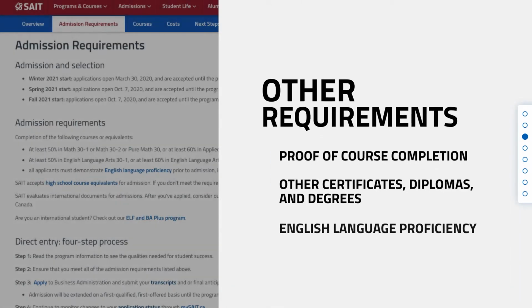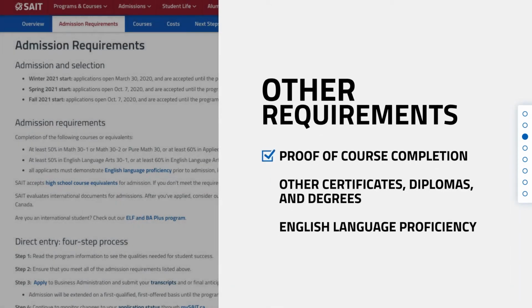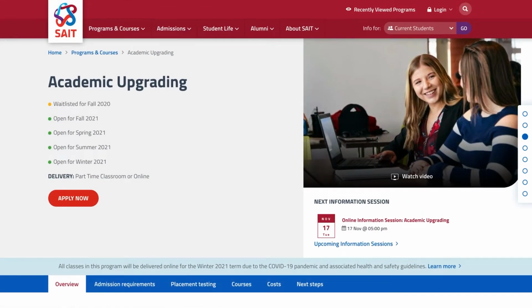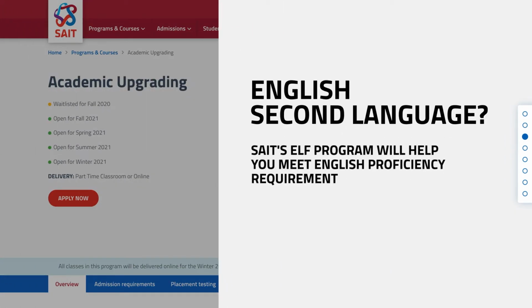Other requirements can include proof of completion of specific high school or equivalent courses, other post-secondary certificates, diplomas, or degrees, and proof of English language proficiency. If you don't meet the requirements yet, don't worry. SAIT's academic upgrading program can help you get the core academic subjects and English proficiency you need.